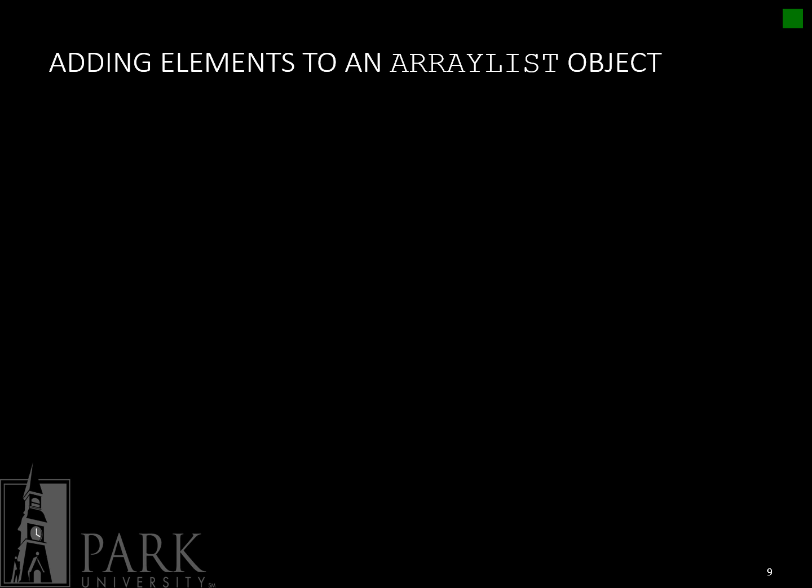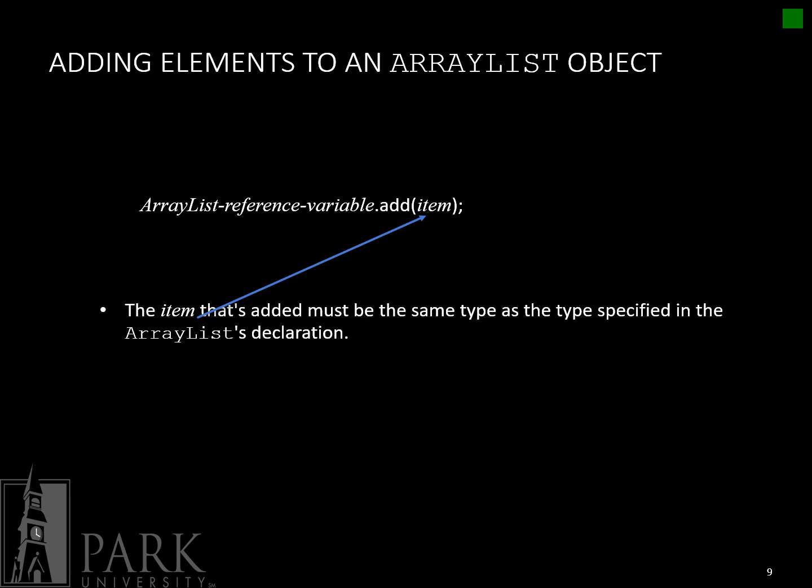To add an element to the end of an array list object, we're going to use the following syntax, right? We have our name and then dot add item. Now, what's in the item must be the same type as what we declared the reference variable type to be. So if we had an array list of type student, right, then item here must be a student. Okay, we can't put in there a dog, or we can't put in there a car. We can only put in students.